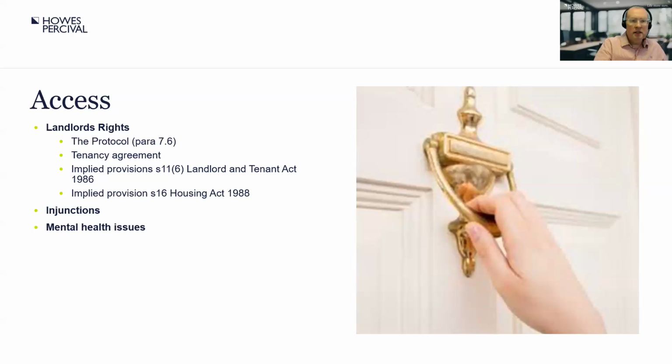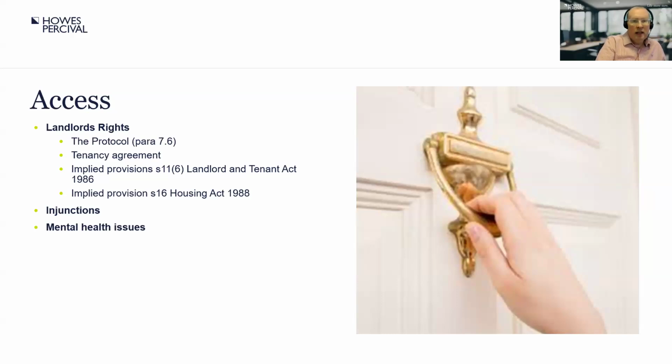So we would usually expect to see a clause in a tenancy agreement that allows the landlord to inspect on giving 24 or 48 hours written notice, save in emergencies. Section 11 of the Landlord and Tenant Act 1985 implies a term in a contract that permits the landlord to access the property to inspect its condition and state of repair. Access requests should be made in writing and give at least 24 hours notice. And there's a similar provision in section 16 of the Housing Act.